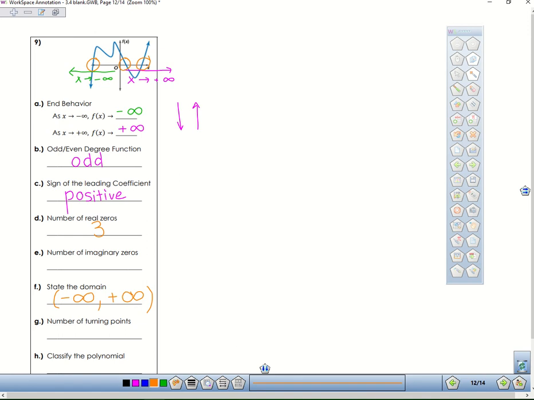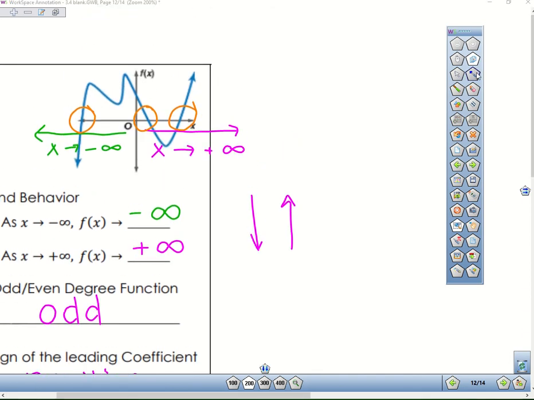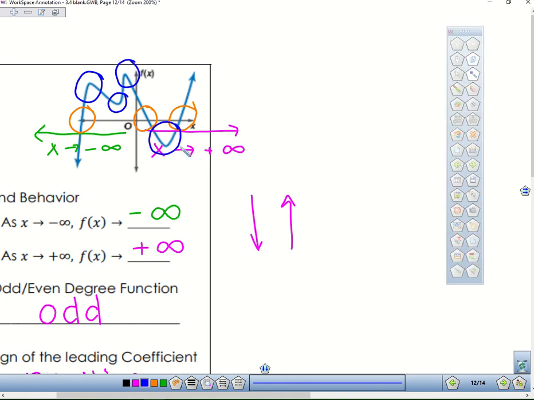And now we're going to talk about the number of turning points. So that's the number of basically camel humps your function has. So my function has 1, 2, 3, 4 of those. You guys see all 4 of them? Everybody see that? Okay. So how many turning points does my function have?